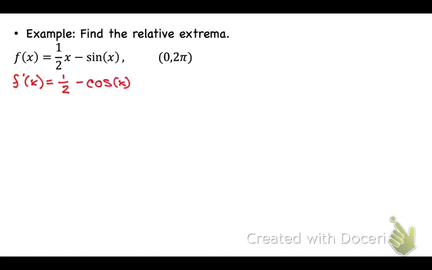Okay, did you get 1/2 minus cosine x? Yes. Okay, then I do what? Equal it to 0. So you get cosine of x equals 1/2, yes? Okay, so I need to ask myself, where is cosine 1/2 at? I'm going to have two answers because it's between 0 and 2 pi.